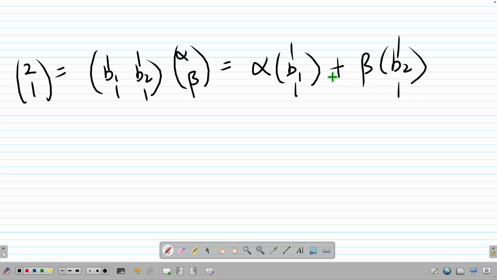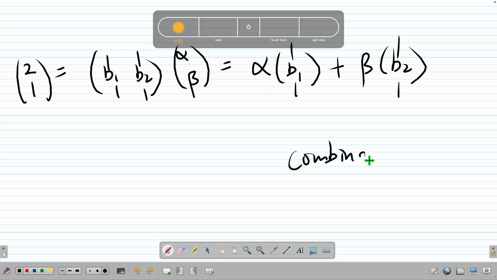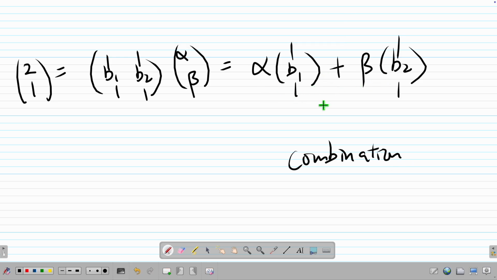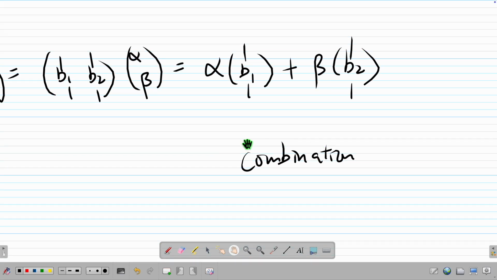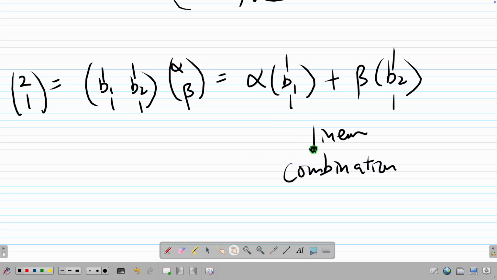This is called the column space representation of matrix-vector multiplication. It means that if I multiply a matrix with a vector, it's the same as this number multiplying the whole vector, and this number multiplying the whole vector, and I add them up. This is also known as a combination. What does this mean? Linear. So this is a linear combination. What does it mean?